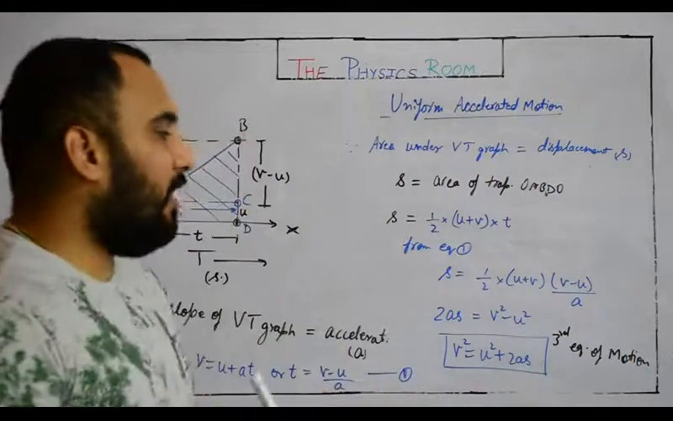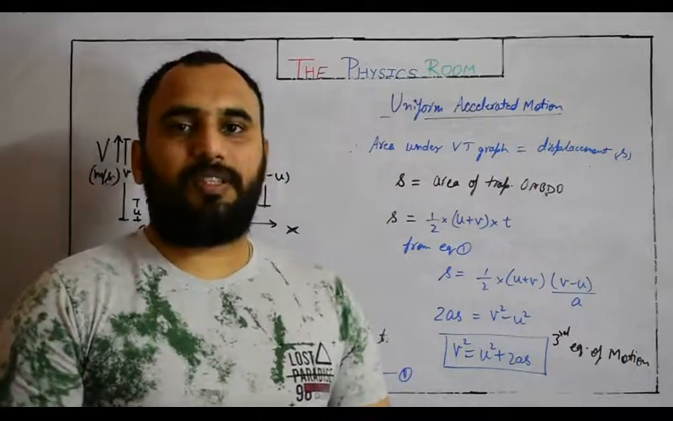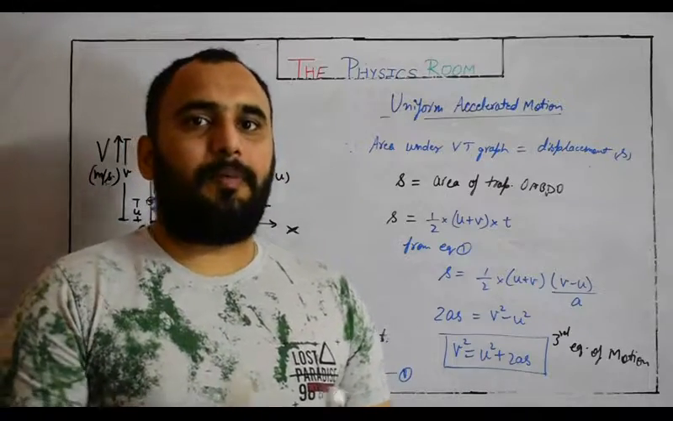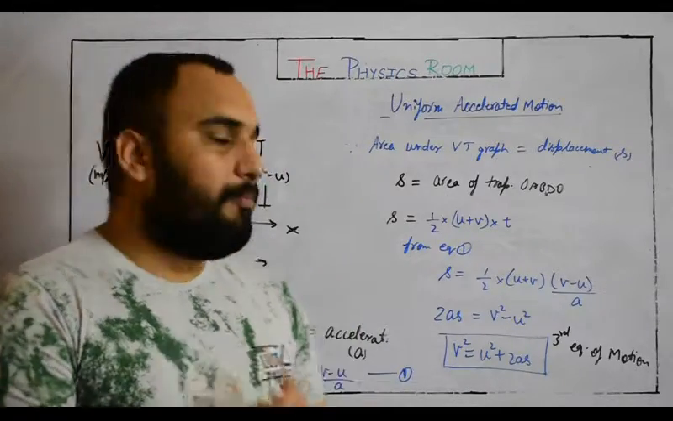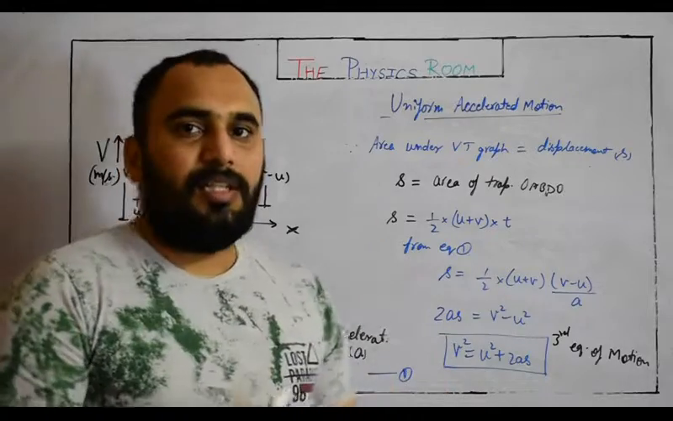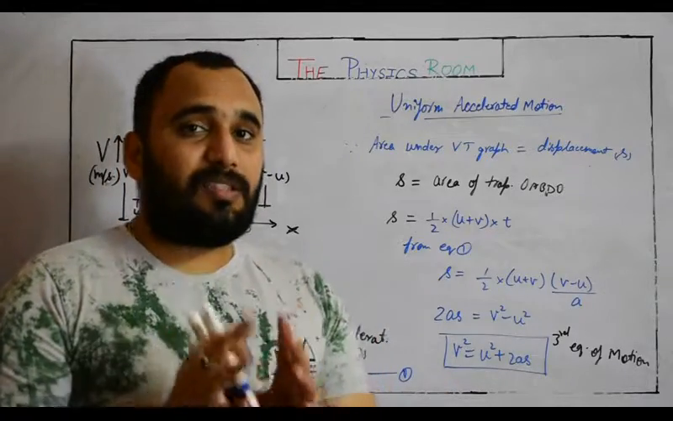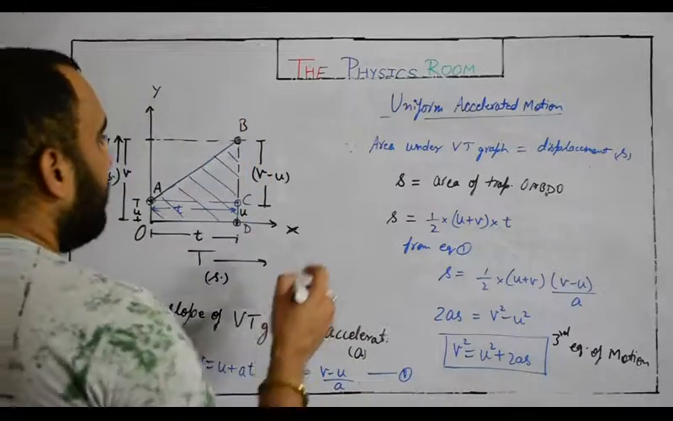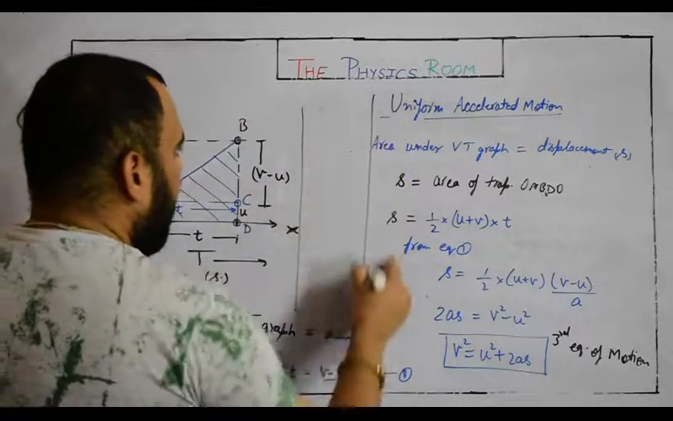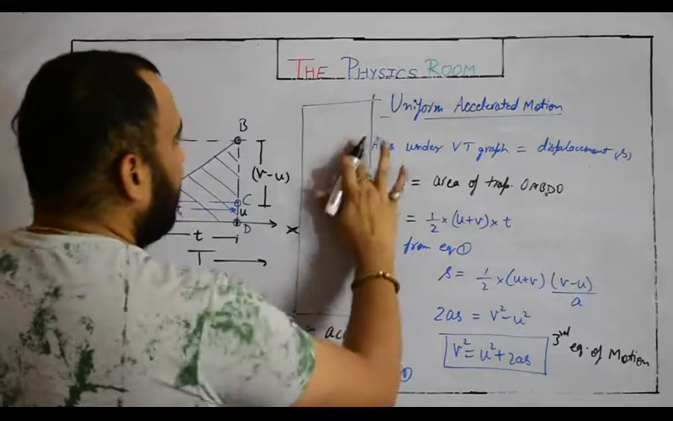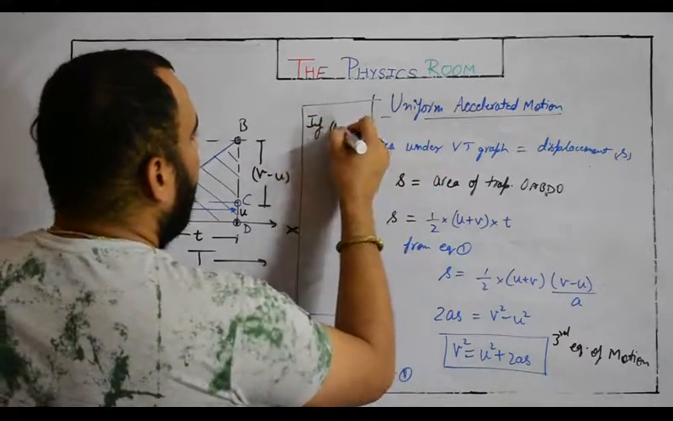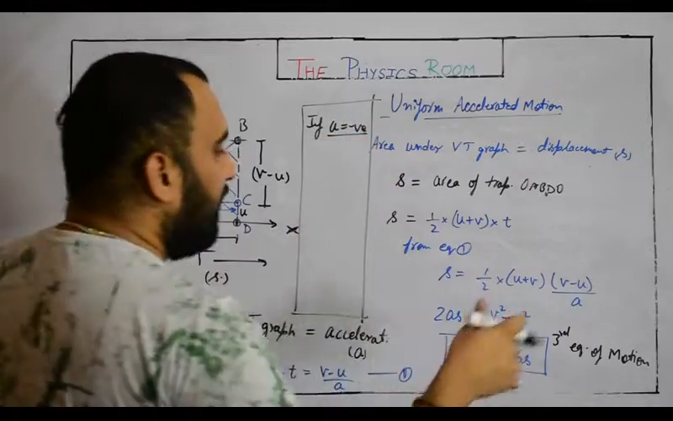So finally students, we have derived all three equations of motion with the help of the mathematical method and with the help of graphs. So I hope you will be able to solve the numerical problems related to these equations of motion. Now I am giving you a little hint for your homework: what will happen if we have a negative acceleration, which means negative acceleration or retardation? If A is negative, you need to modify these equations of motion.